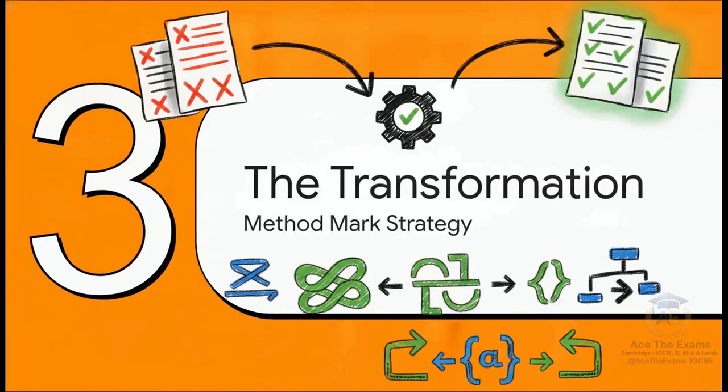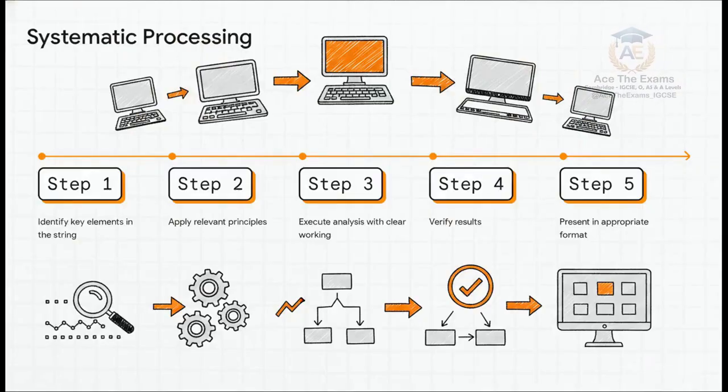Moving right along to Section 3, the transformation. Let's talk about how to turn those painful red pen marks into beautiful green check marks. Systematic processing within string manipulation functions follows this precise, standardized sequence. I want you to think of this as a visual story method for your algorithms. You're walking the examiner through your brain.